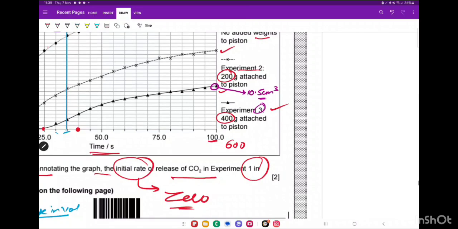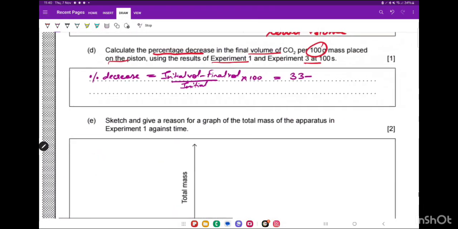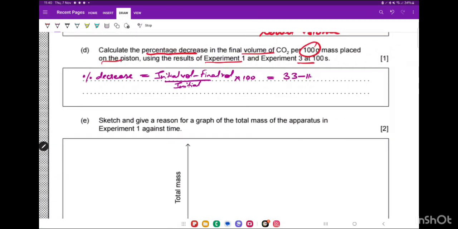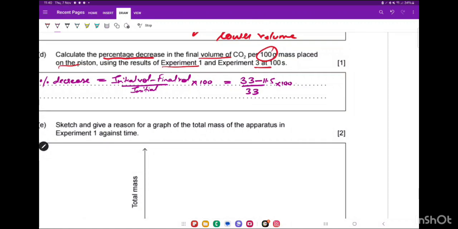Yeah, 11.5 is the final volume. So 33 minus 11.5 upon 33 into 100, this is the percentage decrease. But he's asking per 100 gram. This is for 400 gram, therefore we divide by 400.